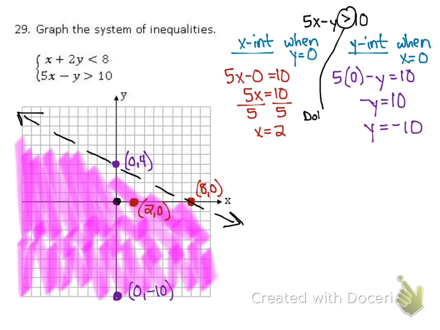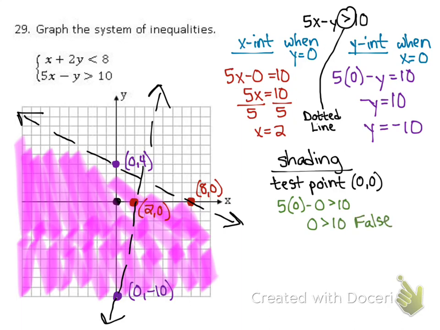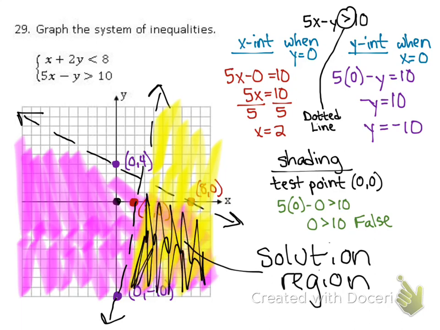Now I need to determine what type of line to use. No line under the inequality sign, so I need a dotted line. And then last I figure out what side to shade. I'm going to use 0, 0 as my test point again. I'll plug in 0 for x and 0 for y, and that gives me a false statement. It says 0 is greater than 10, which is not true. So for that dotted line, I want to shade the side that does not include 0, 0. And where the yellow and the purple regions overlap, that's the solution region to the whole system.